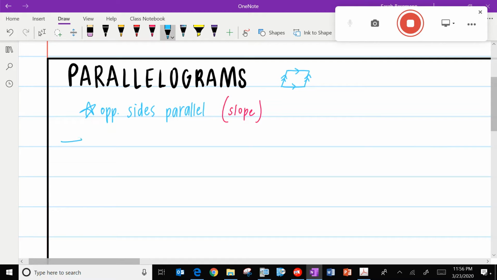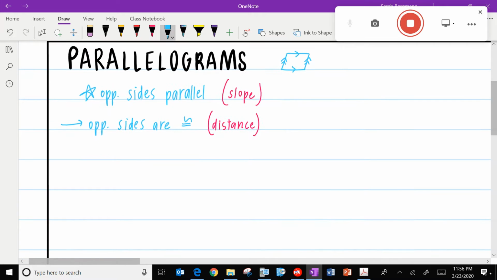Here are some properties of parallelograms. First, we know that the opposite sides are congruent. This can be used to prove that a shape is a parallelogram by using distance formula. If you check if the opposite sides are the same length, that will show you whether the opposite sides are congruent or not.